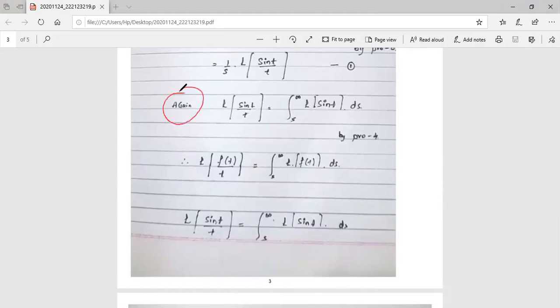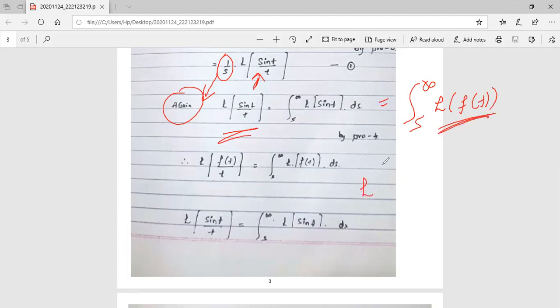Now we have to find the Laplace transformation of sin t by t. 1 by s is a constant term, keep it outside as it is, and for the remaining function we use the property: the Laplace transformation of f of t by t is equal to the integral from s to infinity of the Laplace transformation of f of t into ds. This is the statement of property number 4.